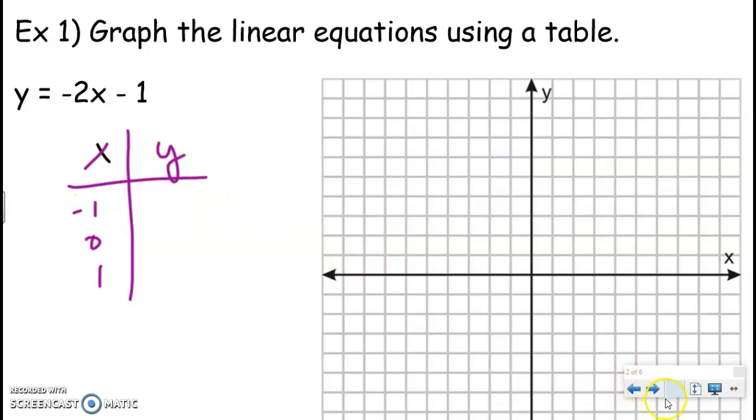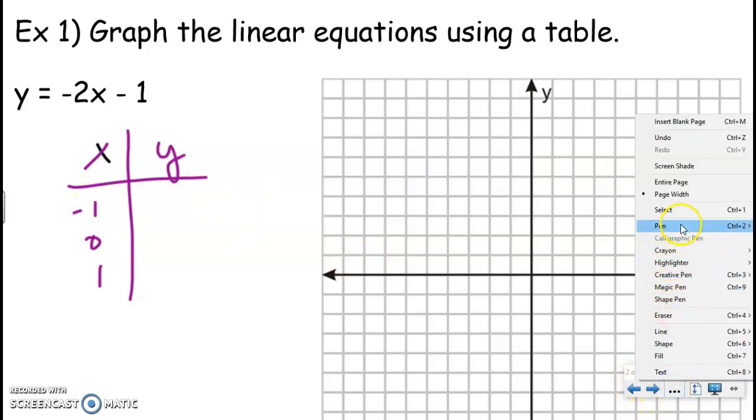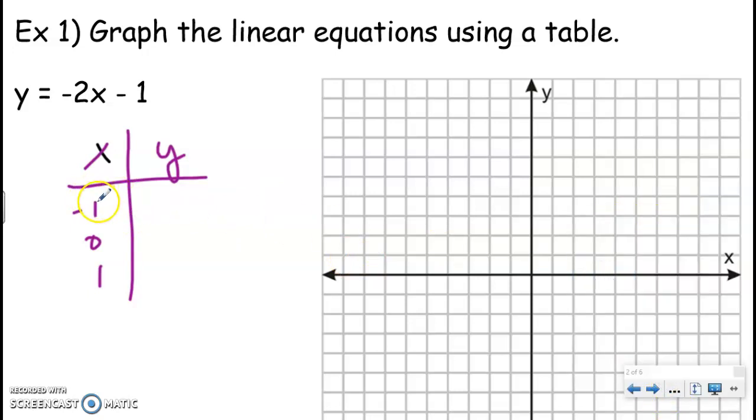So when I say I'm going to plug in -1, 0, and 1, what that means is I'm going to take this -1, I'm going to put it in place of the x there. So I'm going to do -2 times -1 minus 1. Now you can use your calculator for this. That's fine. You get 1 for an answer.